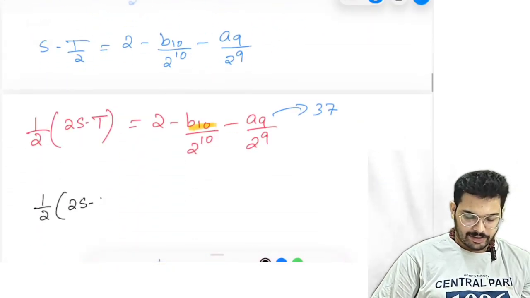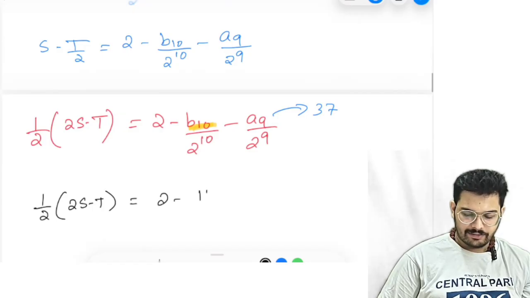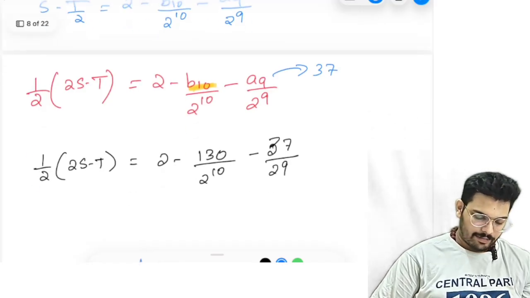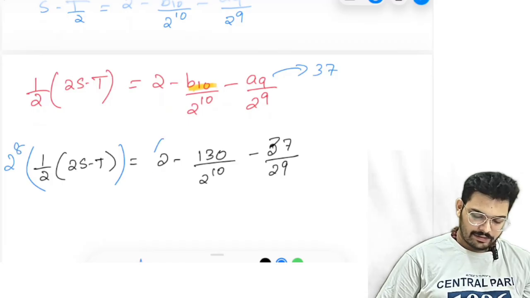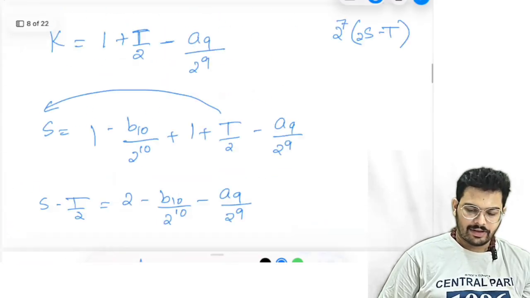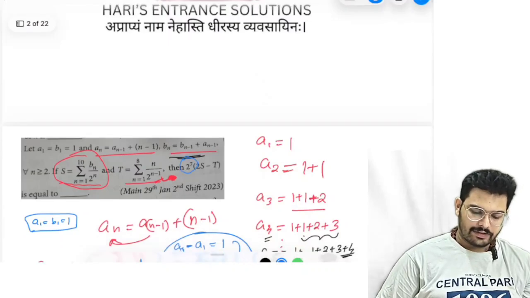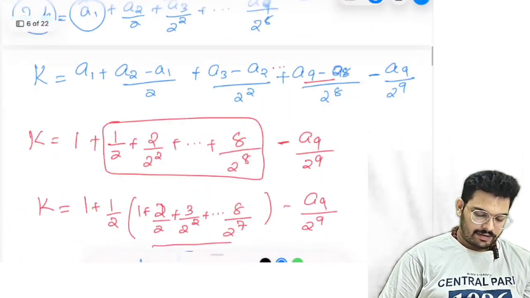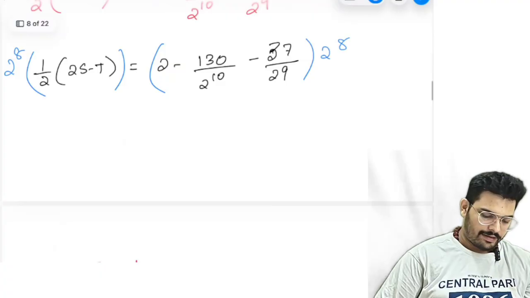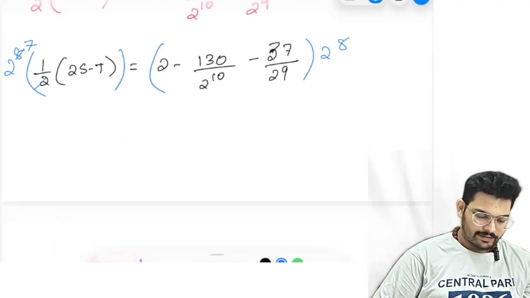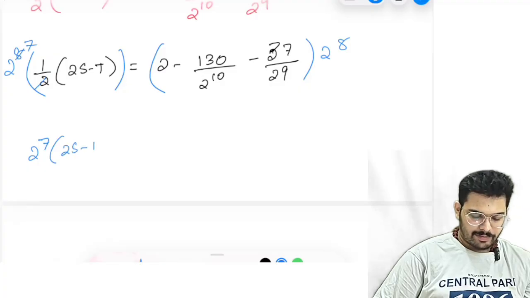1 by 2 into 2s minus t equal to 2 minus 130 divided by 2 raised to 10 minus, this is 37, a9 is 37 divided by 2 raised to 9. On both sides, we will be multiplying with 2 raised to 8. That means we need a 2 raised to 7 outside. For getting this 2 raised to 7, we will be multiplying with 2 raised to 8. Therefore, this value will be cancelled. This 2 and this 2 will be cancelled. This will become 2 raised to 7 into 2s minus t.